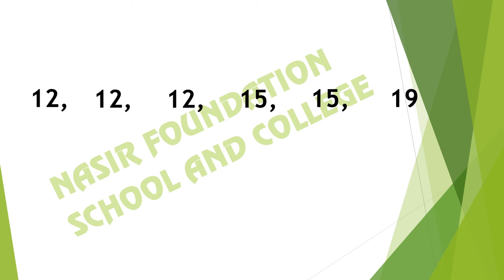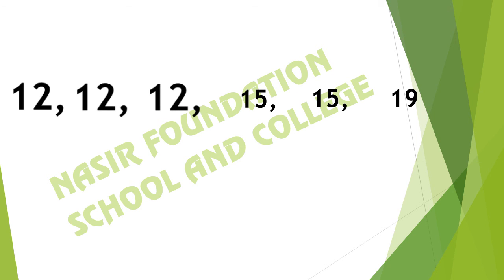Now we have arranged the data in an order. So what will be the mode in this data, students? Now you can easily find out. There are three 12s, two 15s and one 19. So 12 is the mode of this data, because it is the most repeated value in this data.